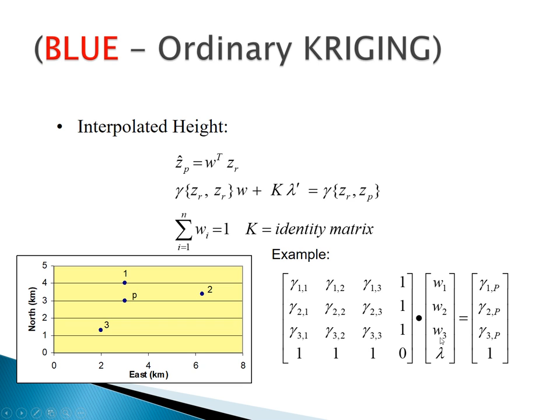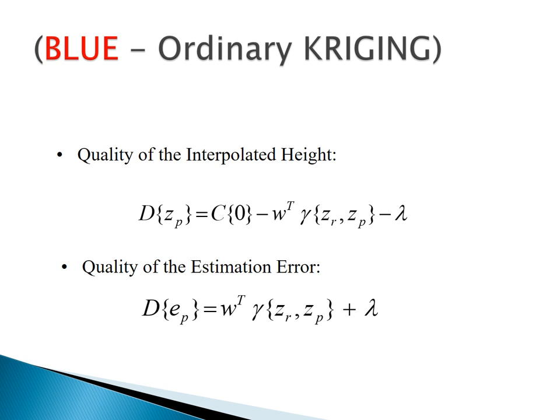Okay. Then my weights are calculated with my Lagrange multiplier here. So all we're doing is adding a condition, right? If you think back to least squares adjustment last year, all I'm doing is applying a condition to all of my matrices to make sure they remove any of the biases that you might find within your matrices. Then in the end, you calculate your interpolated height, C0 minus the weight and the semivariogram information minus the Lagrange multiplier. And then the estimation error, you're just removing that C0 from that value.